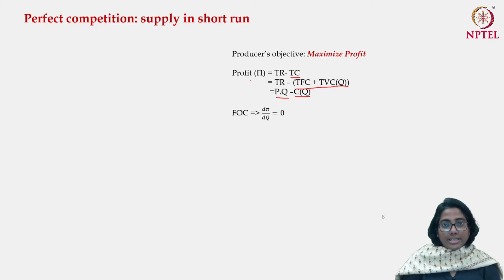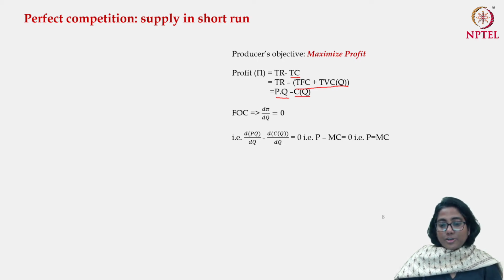So in order to maximize the profit, the first order condition is ∂π/∂q equals 0. You can also write it as dπ/dq equals 0, because there is only one variable here. Now, when I write dπ/dq, again I am emphasizing the fact that q is the only choice variable that the producer has. So q is the only variable that the producer can choose in order to maximize the profit, and not p.